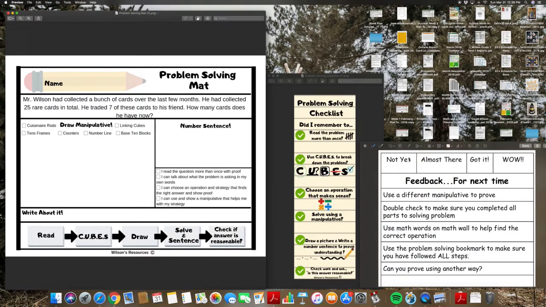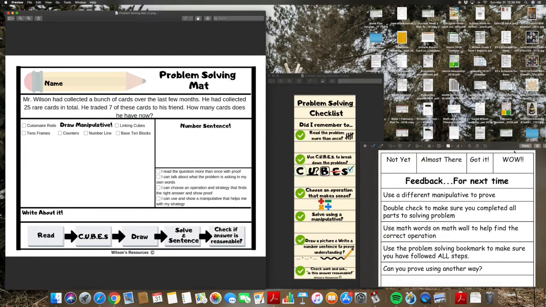So we've got Not Yet, which means they haven't really been able to show a clear problem solved or strategy. Almost There means that there's aspects of their problem that they've shown some understanding, but there's still work to be done. Got It means that they have, at the standard, completed the word problem. It may be missing some parts or maybe one small key part, but for the most part they've showed understanding and they've completed the problem.